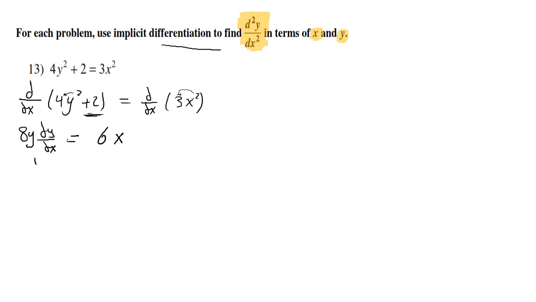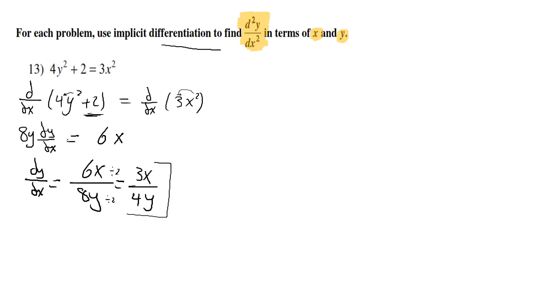So I need to find dy by dx in one term. So it's going to be 6x over 8y. By dividing up and down by 2, it's 3x divided by 4y. So this is a quotient rule.